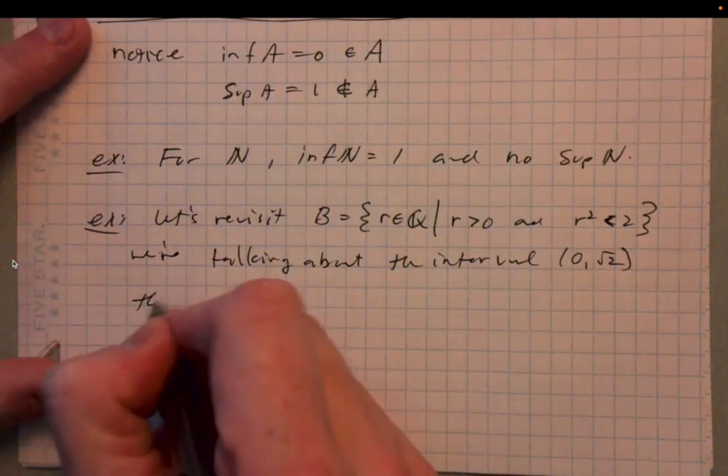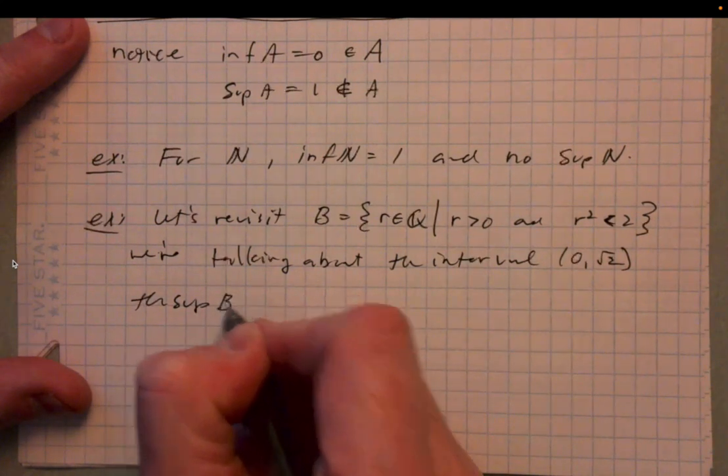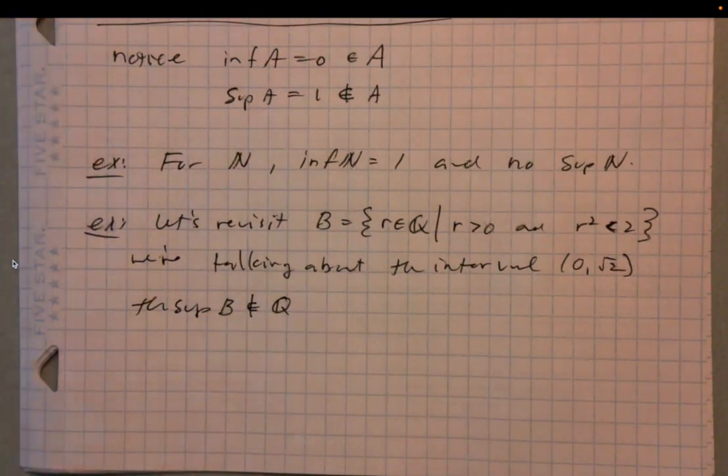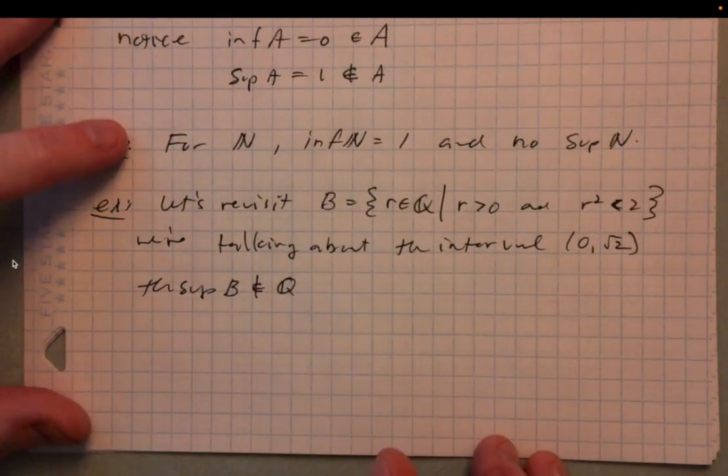Now the supremum of this set is not a rational number. Okay, we can show this. We know that you can imagine the least upper bound here is the square root of 2, right? And that's not a rational number. So the supremum of this set is not a rational number. Let's talk that through. Let's work through that.